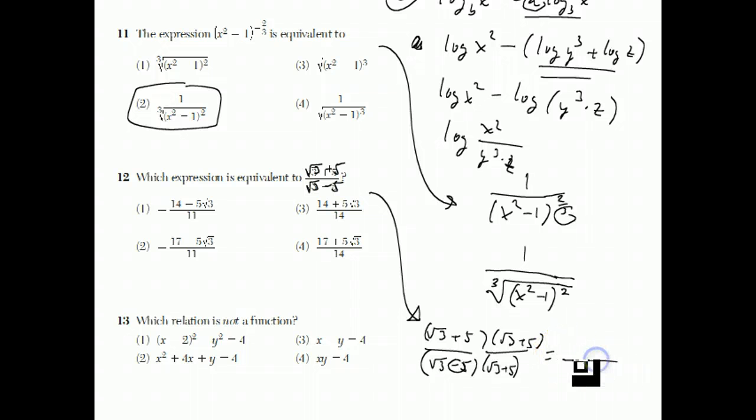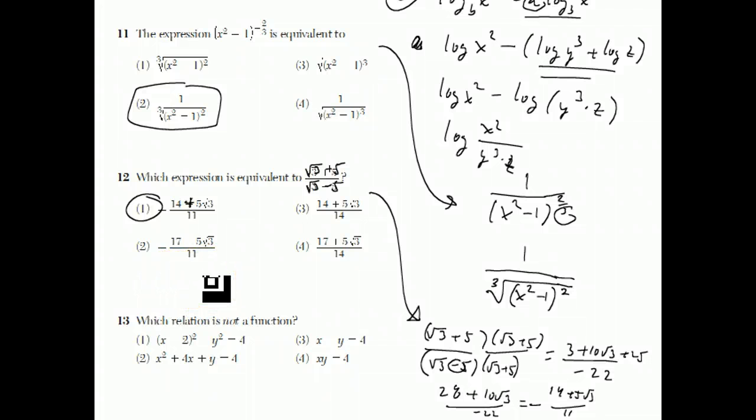When you do FOIL on the bottom, you get 3 plus 5 radical 3 minus 5 radical 3. Those cancel out. You end up with just 3 minus 25, which is negative 22. And the top, when you do FOIL, you get 3 plus 10 radical 3 plus 25. And you get an answer of 28 plus 10 radical 3 over negative 22. Now, 2 goes into each of those, so we can divide everything by 2. 14 plus 5 radical 3 over 11, and put the negative sign out here. So minus 14 plus 5 root 3 over 11. This is actually a plus in the answer choice. Choice 1.